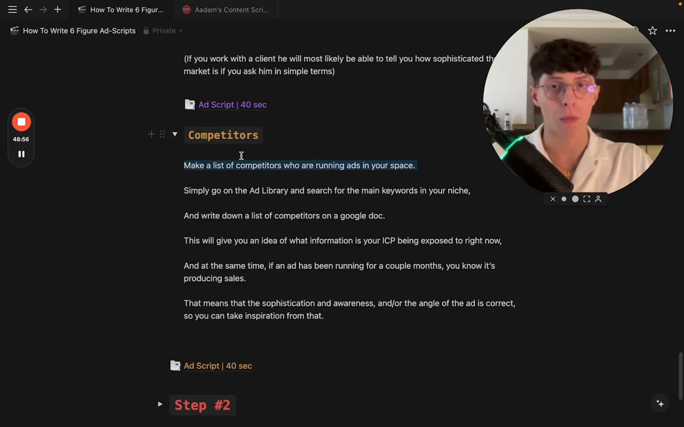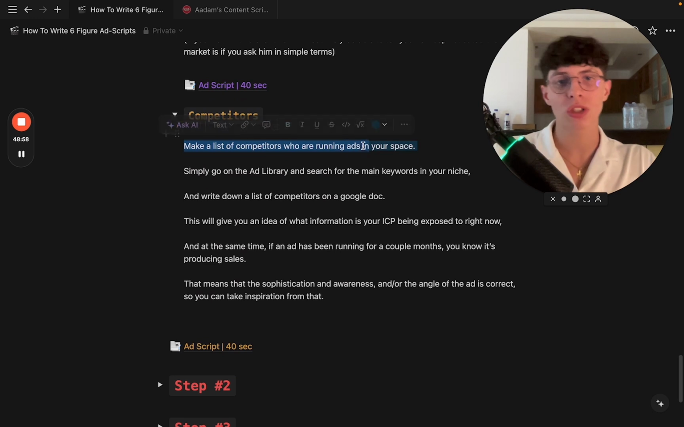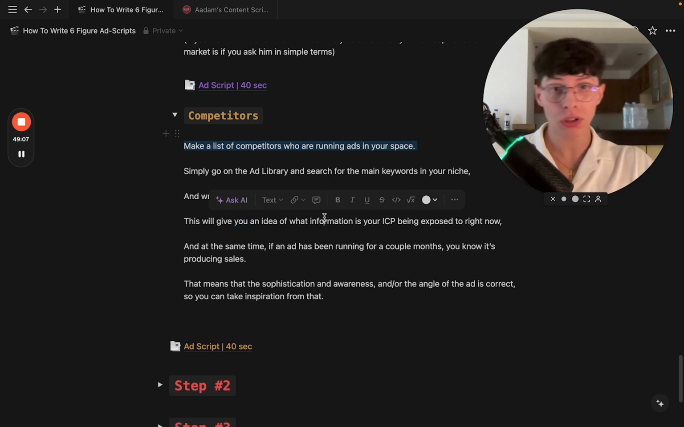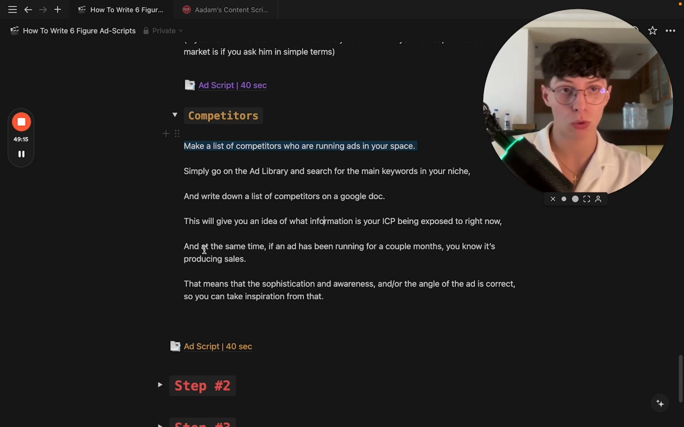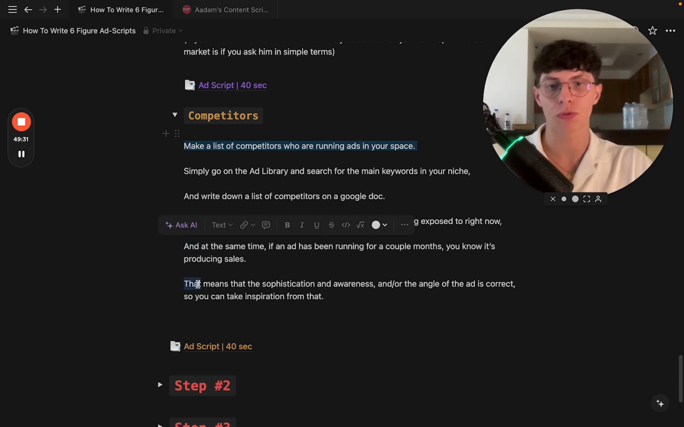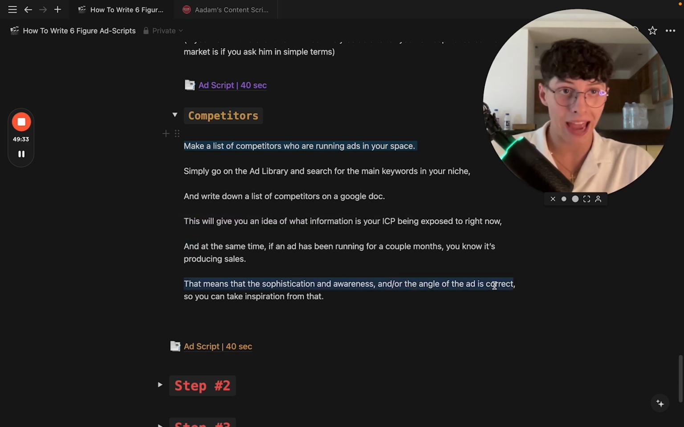Which is competitors. In fact, you want to always make a list of competitors that are running ads in your space, and that's where you're going to analyze and break down the ads. This will give you an idea of what information your ICP is being exposed to right now, because chances are they're targeting the same people you are targeting. And at the same time, if you see, as I told you earlier, an ad that has been running for a couple of months, you know the ad is performing. That means that the sophistication, awareness, or angle of the ad is good, so you can take inspiration from that.